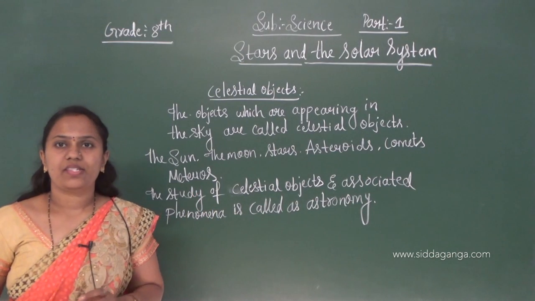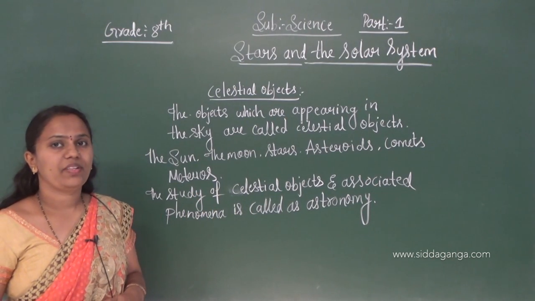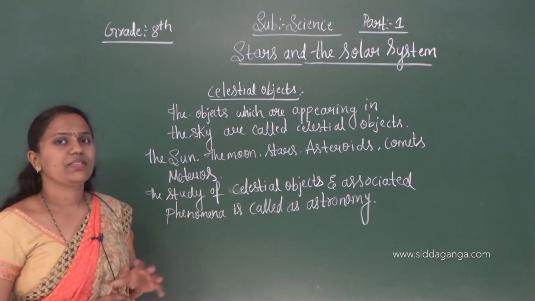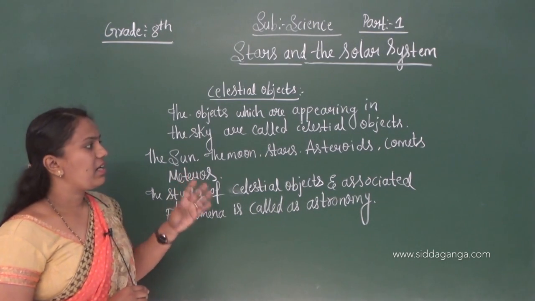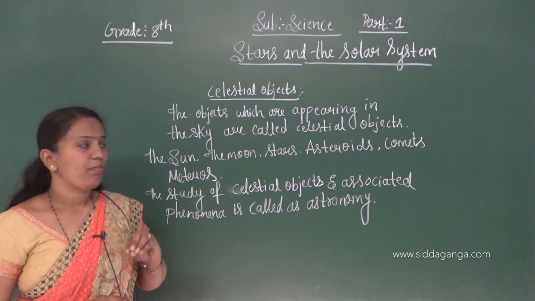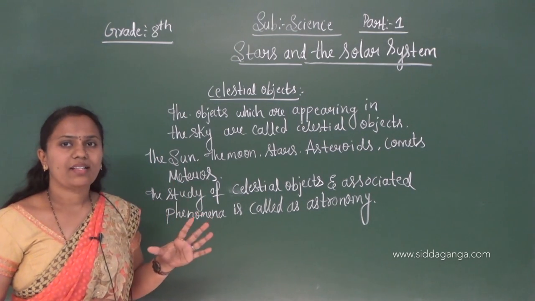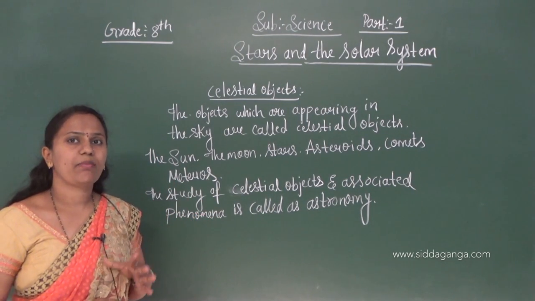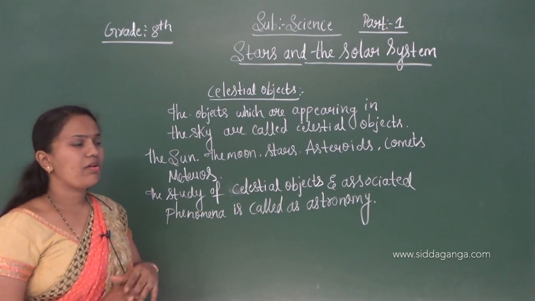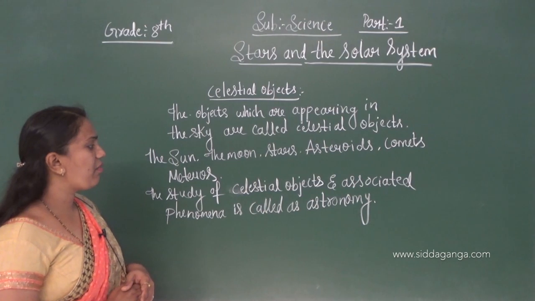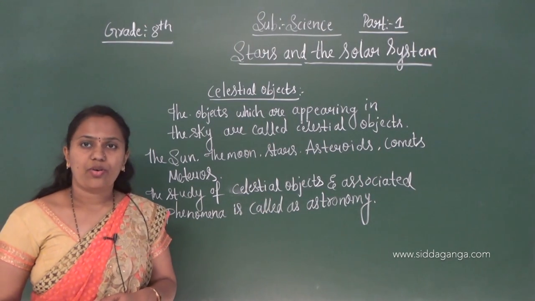So the objects which are present in the sky, for those objects we will call them celestial objects. Stars, moon, sun, asteroids, comets, meteors, planets, so these are all called as celestial objects which are appearing in the sky. So the next one is the study of celestial objects and associated phenomena is called as astronomy.